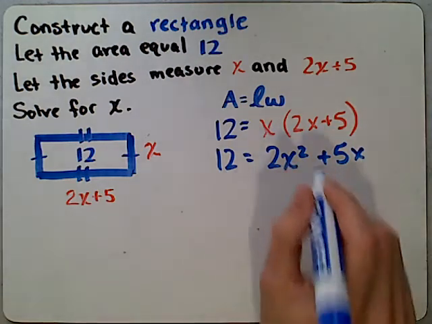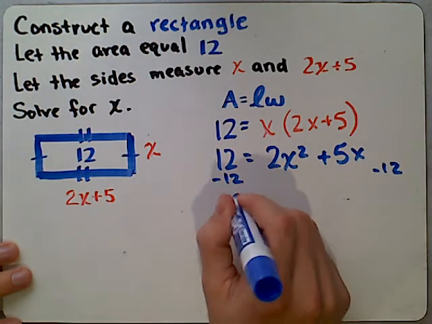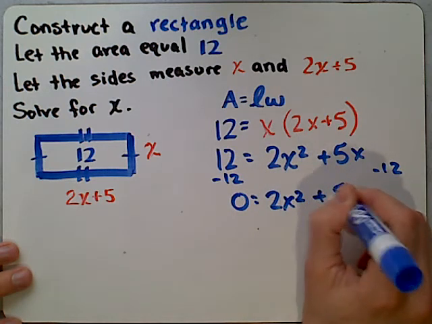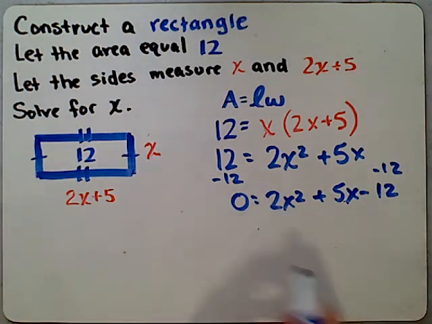At that point, we want to subtract 12 from both sides. We will get 0 equals 2x squared plus 5x minus 12. I'm subtracting the 12 here because I'm looking to apply the zero product property, as we have in the last couple of weeks, in solving this equation.